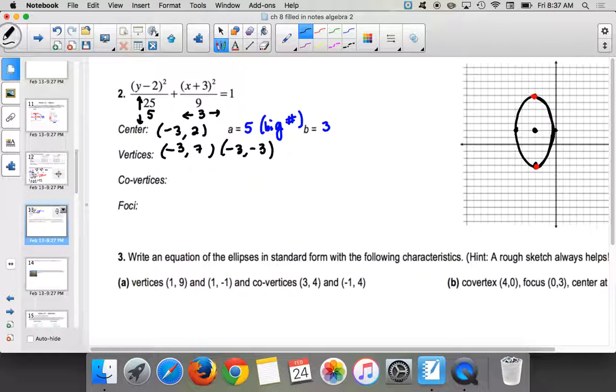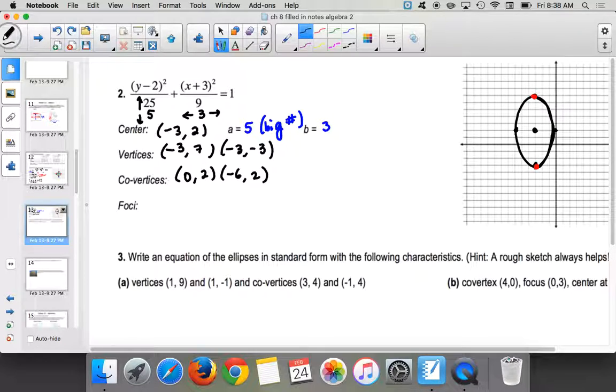So co-vertices, we're going to go right and left 3 off the center. So previously we had the -3, 2. If I go right 3, I'm going to be at 0, 2. And if I go left 3, I'm going to be at -6, 2. And you can check that's where these points are, so we're good.